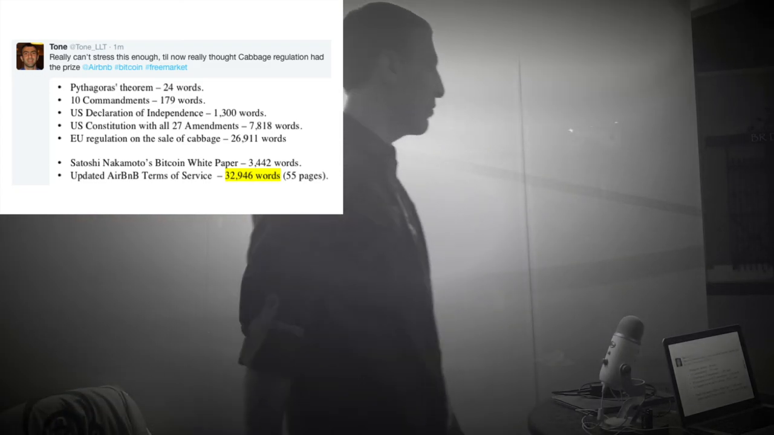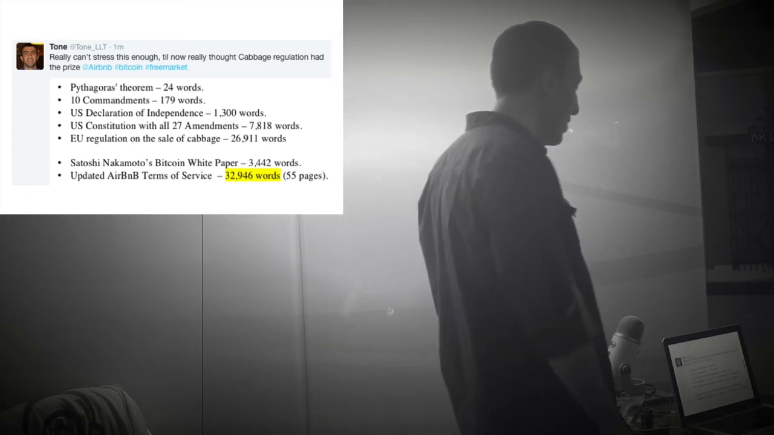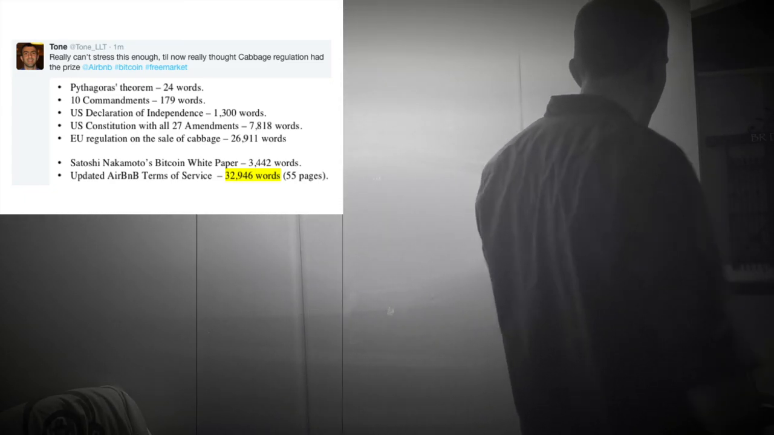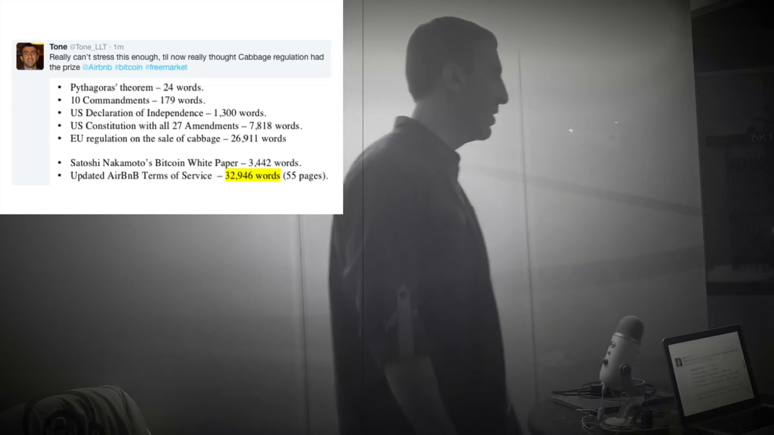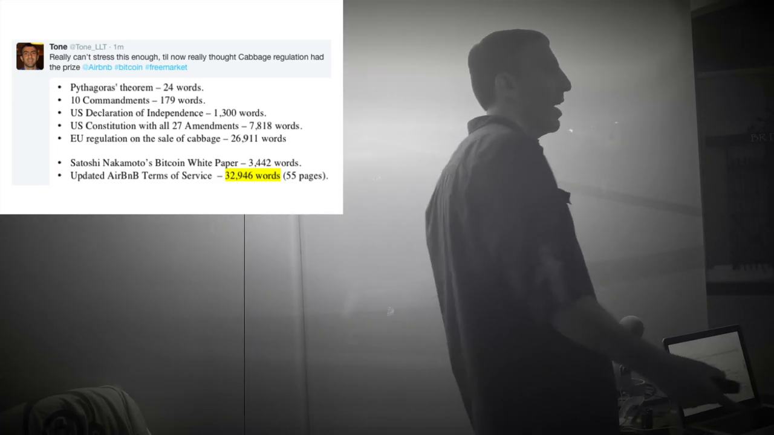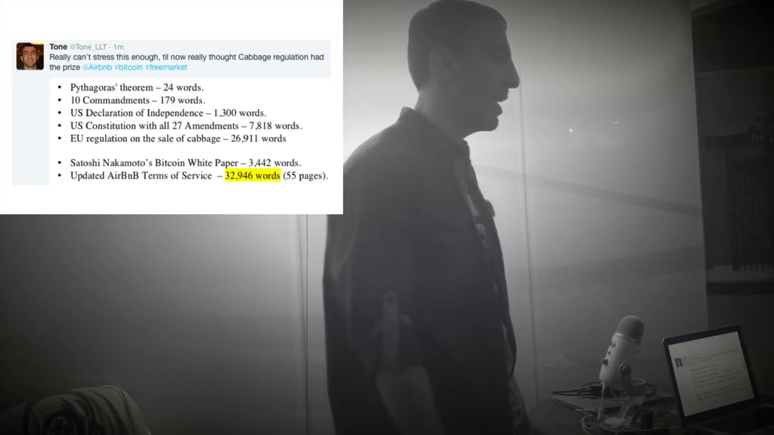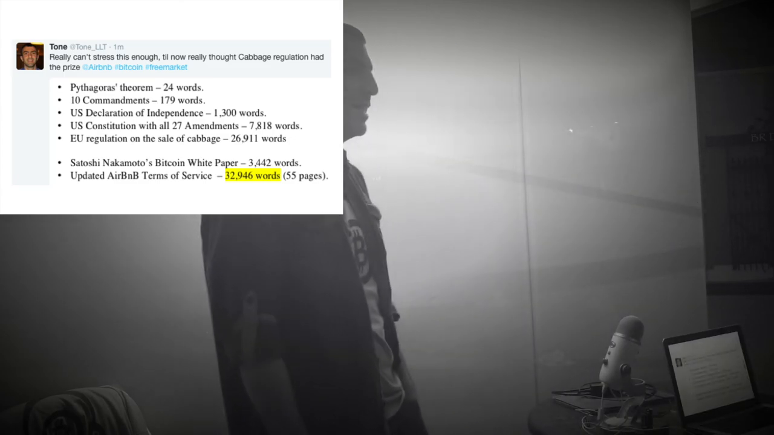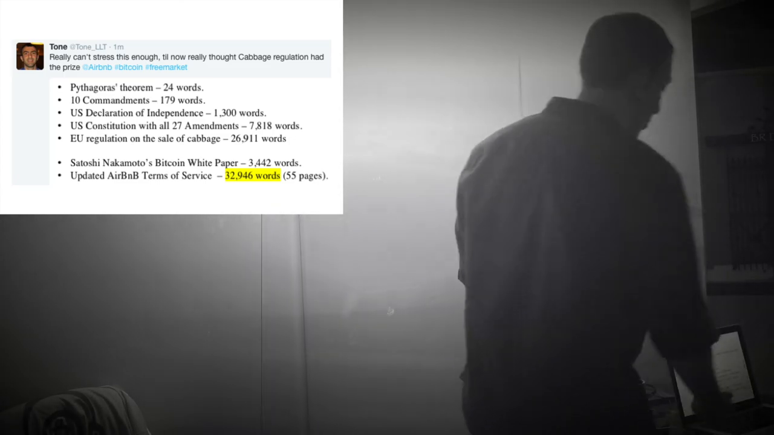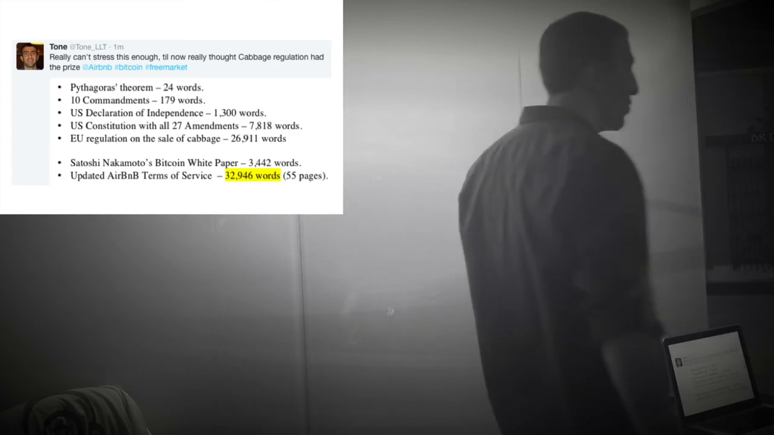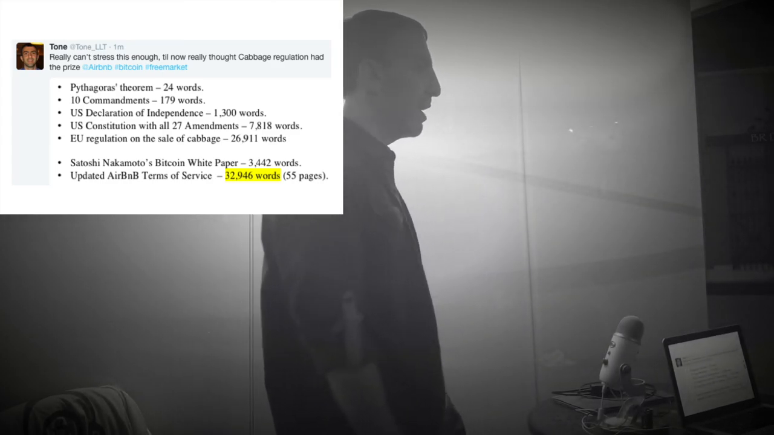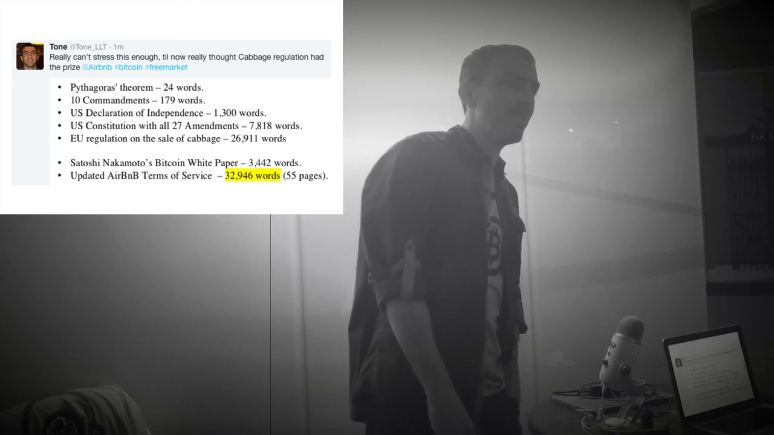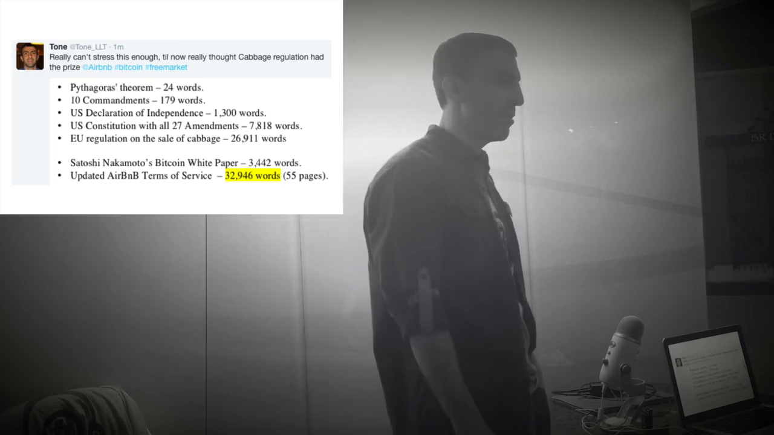You compare it to some of the other achievements where the Declaration of Independence is only 1,300 words and the US Constitution is only 7,000 words, and your Airbnb Terms of Service Agreement is now 33,000 words. Just as a comparison, Satoshi's white paper was only 3,400 words and now we have Bitcoin. So Satoshi's white paper was 9 pages, 3,400 words. The Steemit white paper was 44 pages, and I didn't really count the number of words, but I did look at that Steemit white paper, and I explained the scam on every single page of that paper. In case anyone's curious, you can Google that.